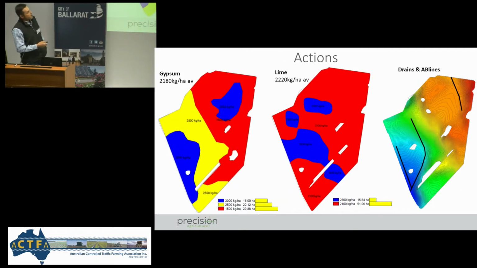So lime, gypsum and drains and setting our AB lines, that slide sort of represents a starting point of every single paddock we're entering into a cropping phase. And for me, I just want to tick the box in my mind. I'm hoping I've got a robust soil farming system in place.